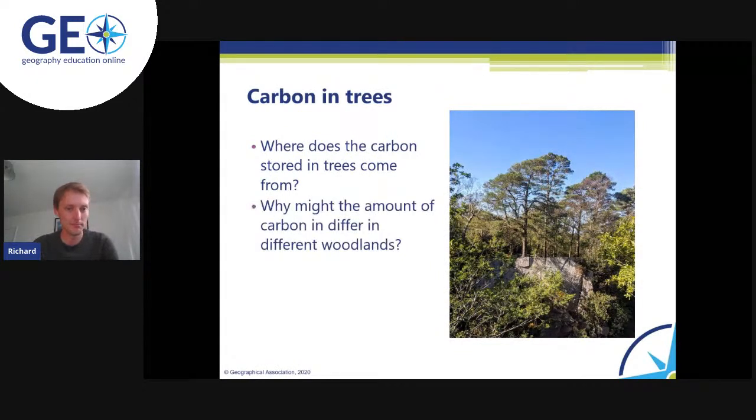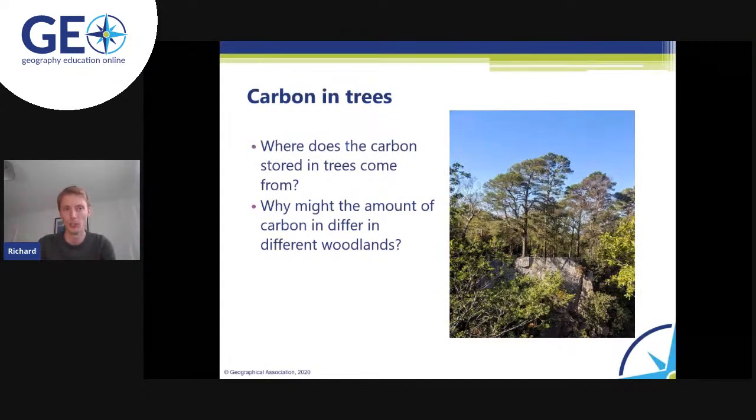So you can very easily measure how much carbon is in a tree. I'll explain a few bits of method that you will need to do in a moment. But different woodlands and different environments around you will all have different amounts of carbon within them, and that might be a path you could head down in an investigation. So just have a quick think for a moment: why might the amount of carbon differ in different woodlands?